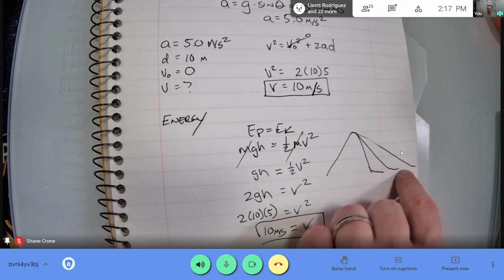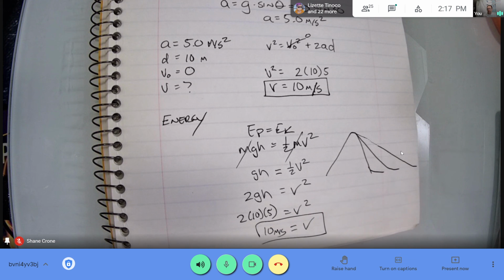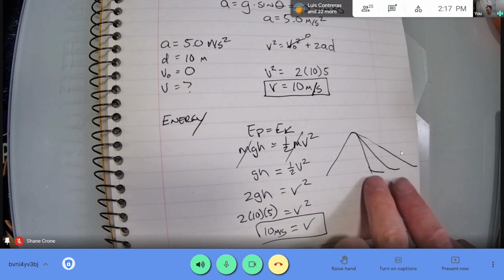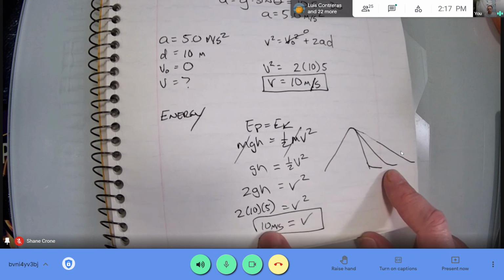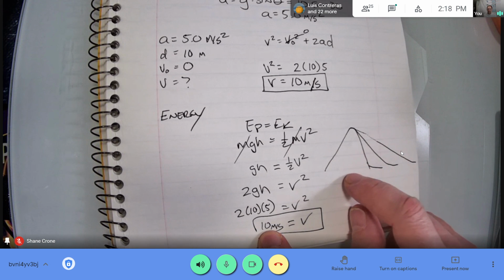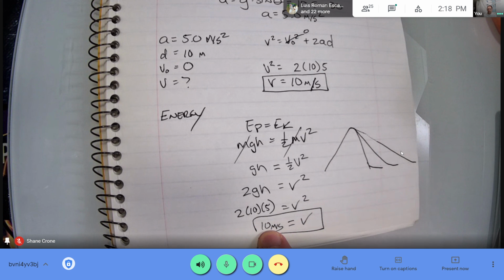But as long as friction is not there, the path is irrelevant, and the way you would say it is it's independent of the path. So the speed at the bottom of each of these three hills would be the 10 meters per second if the height of this hill is 5 meters.